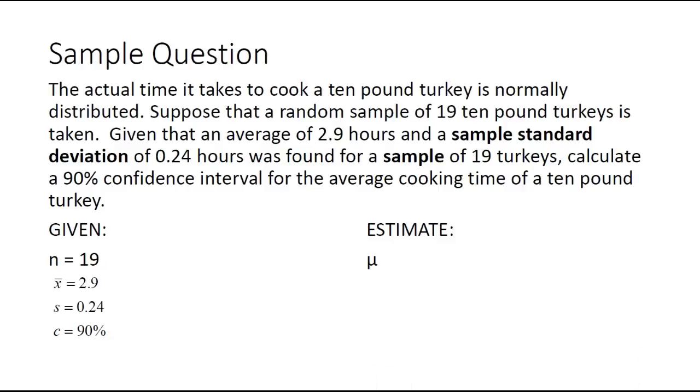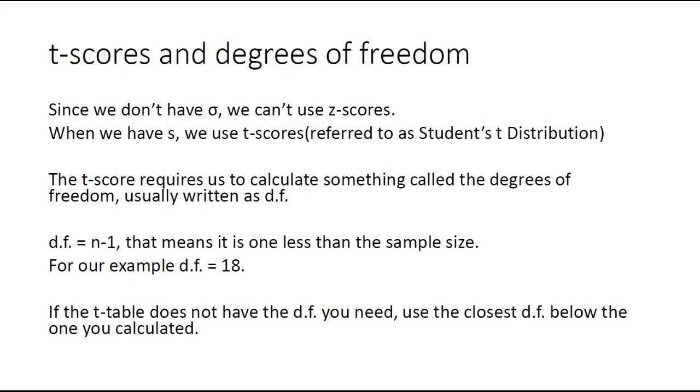So here's what's given. Our sample size is 19. Our sample mean is 2.9 hours. Remember, this symbol is the sample standard deviation, which is 0.24 hours. Our confidence level is 90%. And what we're looking for here is the population mean. So we're going to use t-scores, which in the textbook is usually referred to as the student's t-distribution.